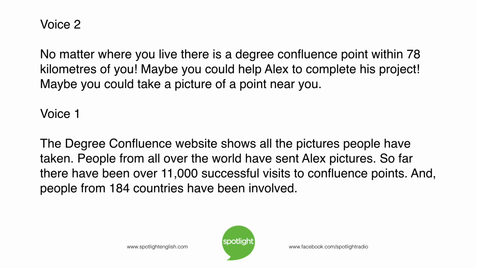The Degree Confluence website shows all the pictures people have taken. People from all over the world have sent Alex pictures. So far, there have been over 11,000 successful visits to confluence points. And people from 184 countries have been involved.